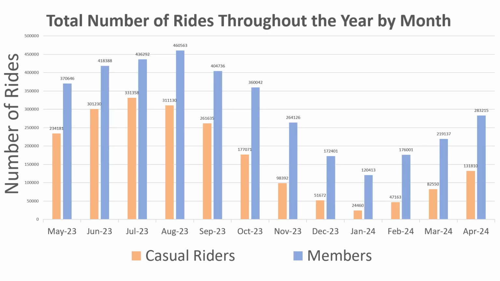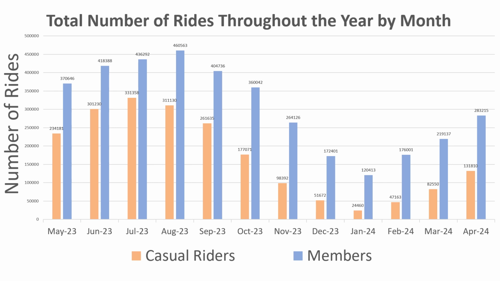Now here is a bar graph depicting the total number of rides throughout the year by month. Both members and casual riders see a rise in the warmer summer months and a decline in the winter months. The main difference between members and casual riders shown here is that the winter decline is much more drastic for casual riders.